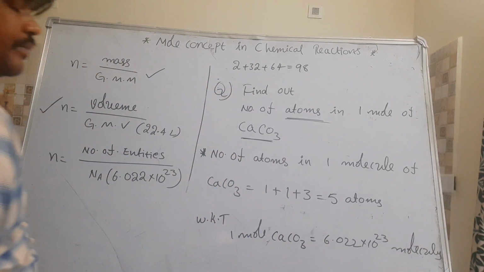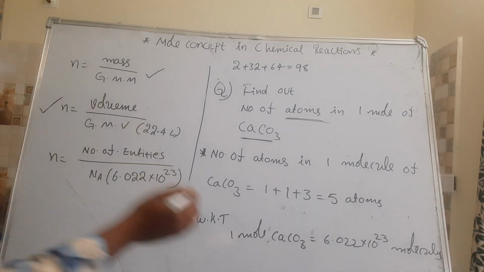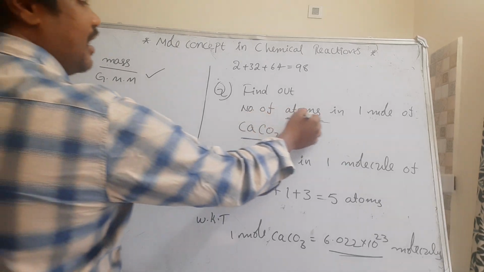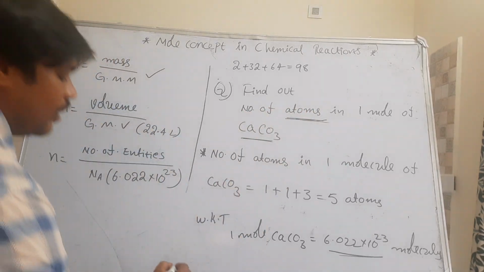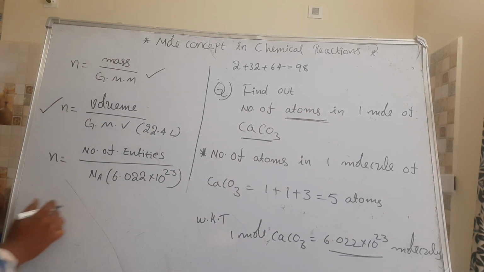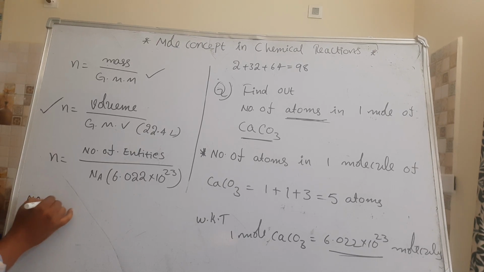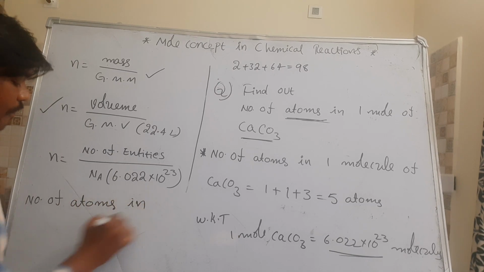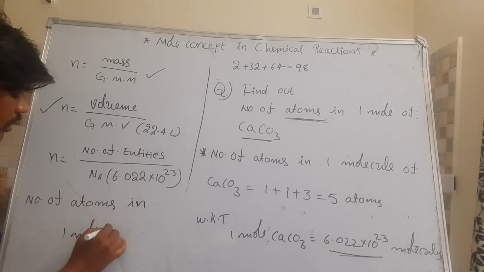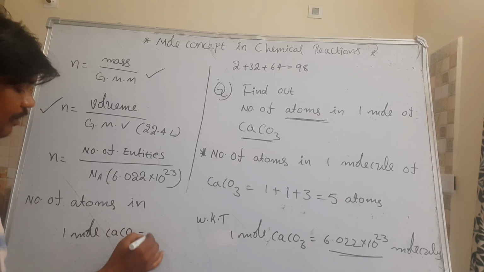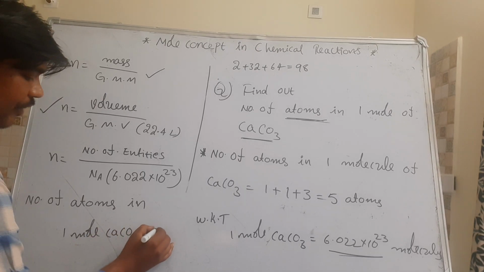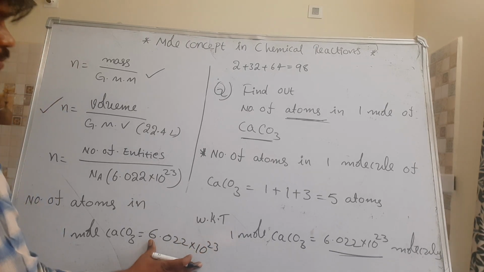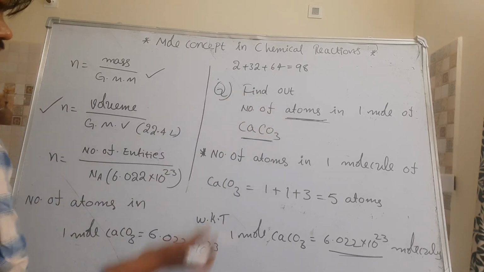Students, right? This much of molecules are present in 1 mole of CaCO3, but what they are asking is the number of atoms. So the number of atoms in 1 mole of CaCO3 is equal to, yes, the Avogadro number, 6.022 into 10 to the power of 23. They are molecules, but they are asking about atoms, right?